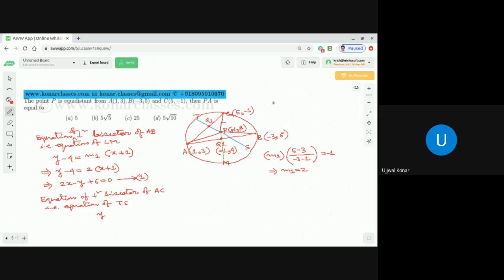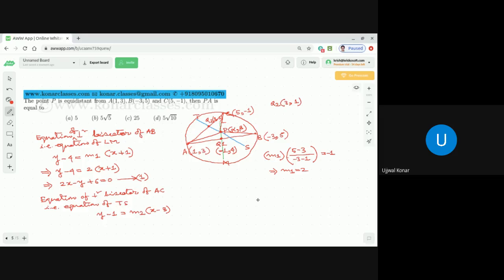Then what will be the coordinate of Q2? It should be 1 plus 5 by 2, that is 3, comma 3 minus 1 by 2, that is 1. So the coordinate of the point Q2 is 3 comma 1. So it passes through this point. So y minus 1 is equal to, let's take m2 as the slope of the line TS, into x minus 3. Correct? Now how to find m2?